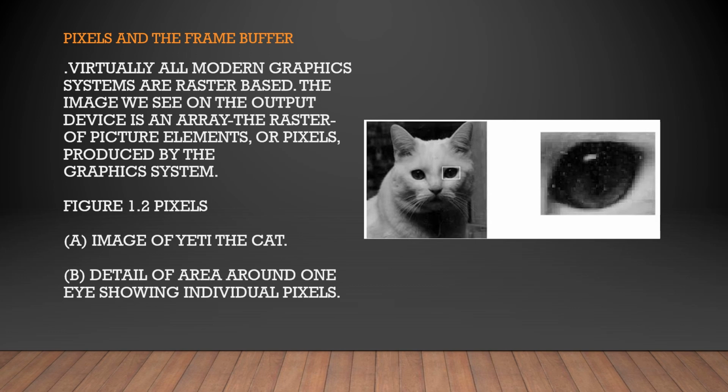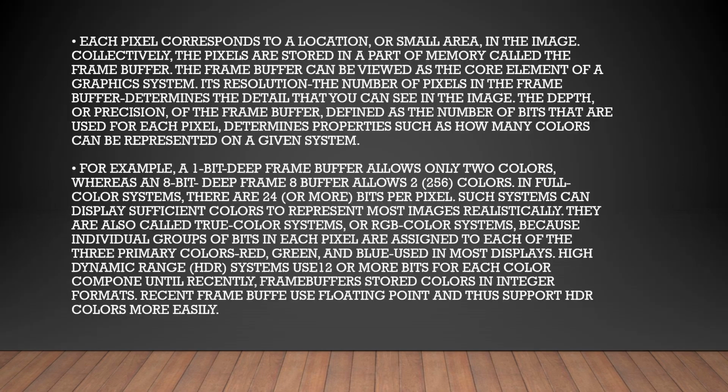The first figure represents the pixels. The second picture details the area around one eye, showing individual pixels, and gives you detailed information about the pixels. Here each pixel corresponds to a location or small area in the image. Collectively the pixels are stored in a part of memory called the frame buffer. Here we get to know the relationship between the pixel and the frame buffer.